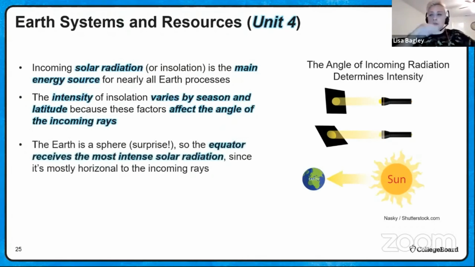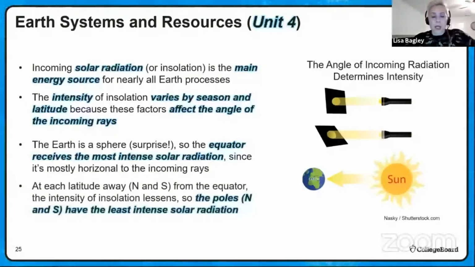The Earth is a sphere. Surprise, it's a sphere. So the equator receives the most intense solar radiation since it's mostly horizontal to the incoming rays. At each latitude away from the equator, both north and south, the intensity of this insolation lessens. So the poles, north and south, have the least intense solar radiation.